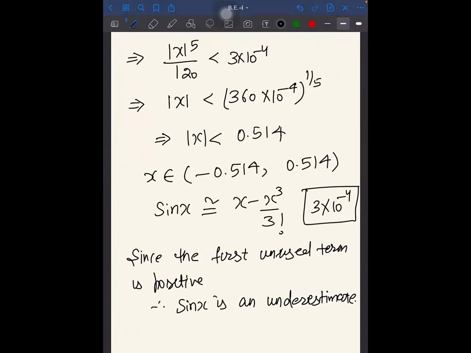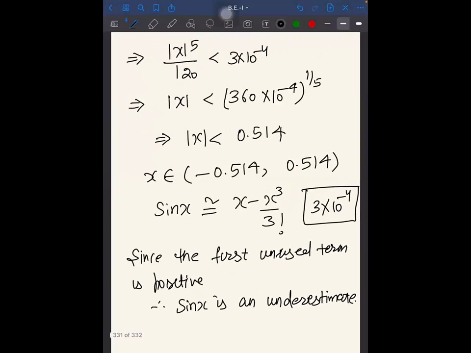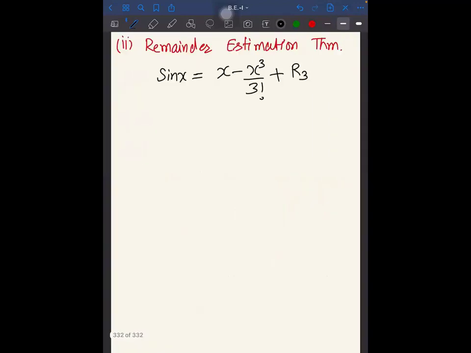Okay, so now I'll solve this sum by the remainder estimation theorem. First of all, I've done it by the alternating estimation theorem, which we did in our previous lectures, and in the just previous lecture we did the remainder estimation theorem. Now I'll solve the same sum using the remainder estimation. Is it okay? Is it fine? So that's how we write it.